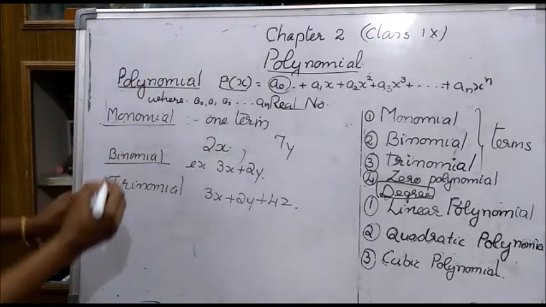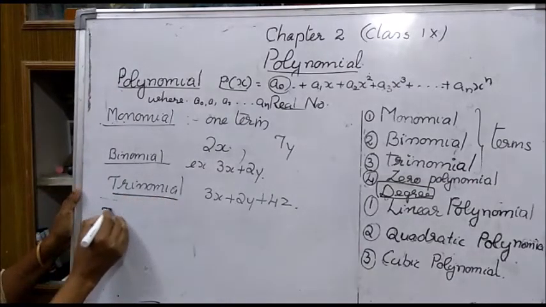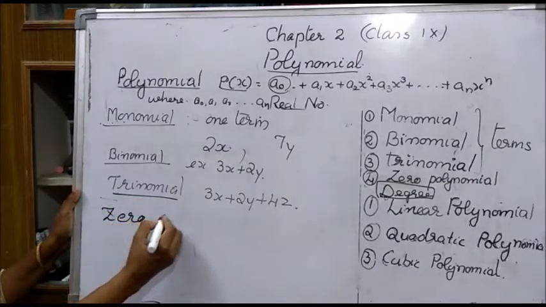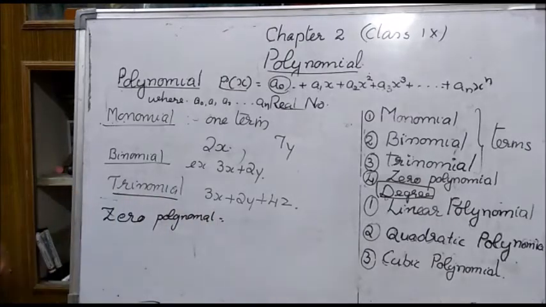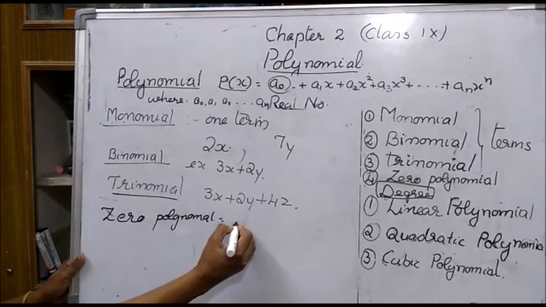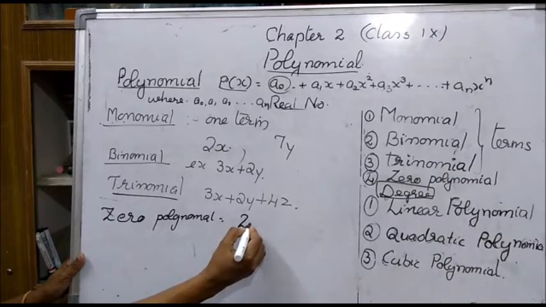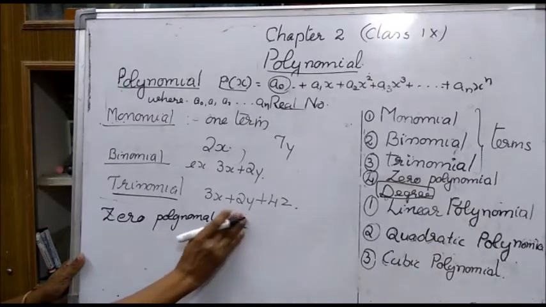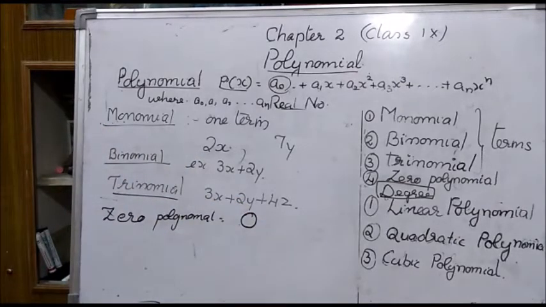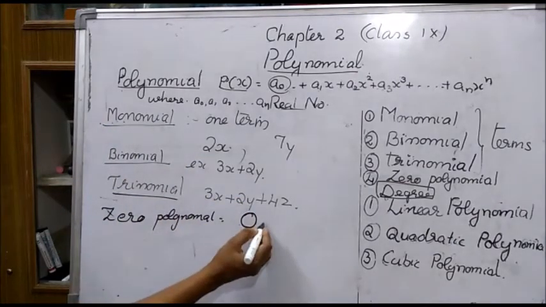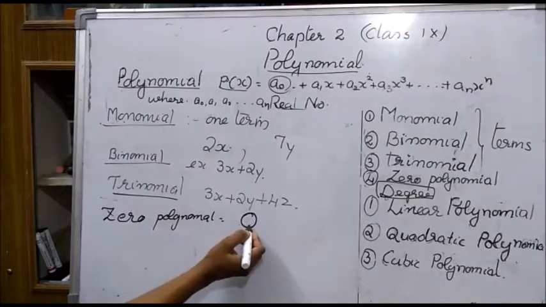Now there is one more polynomial, the zero polynomial. A constant polynomial is one whose degree is 0, for example 2. And a zero polynomial means there is no term. If there is no term, then it is known as the zero polynomial.